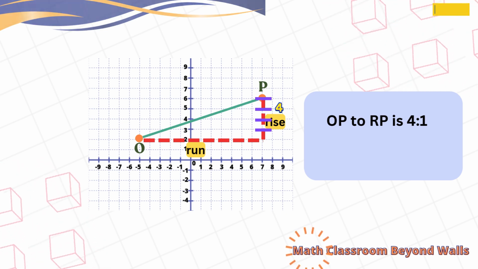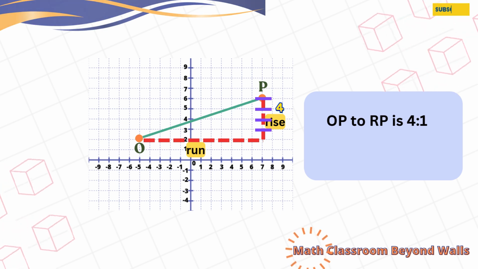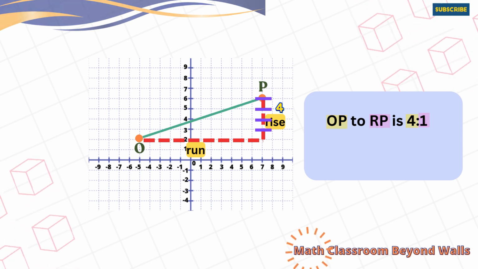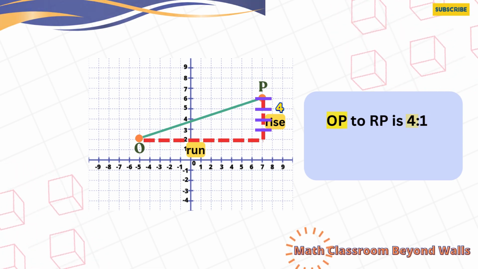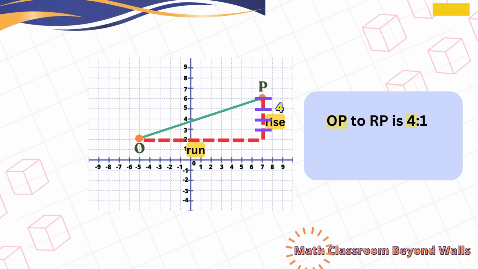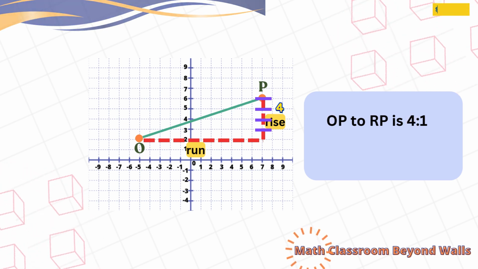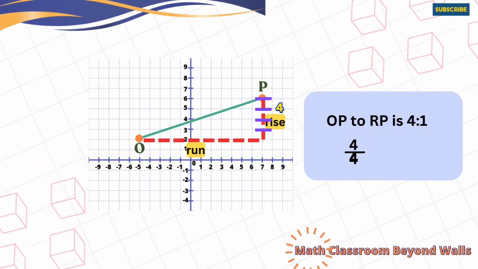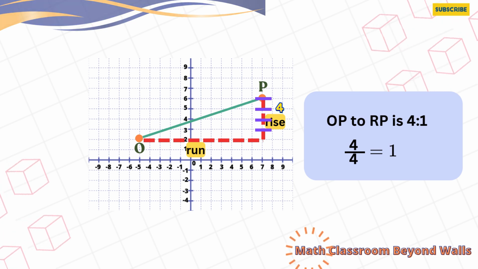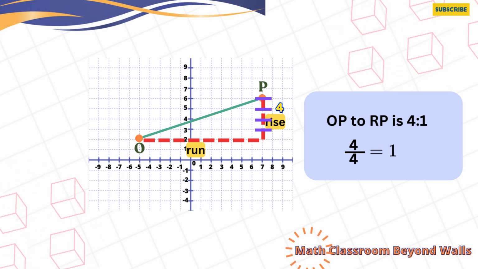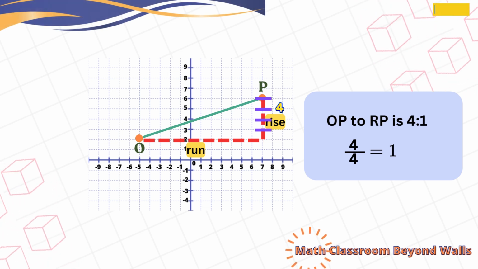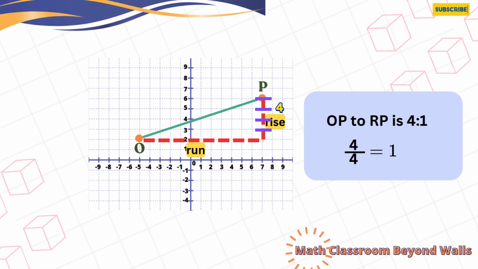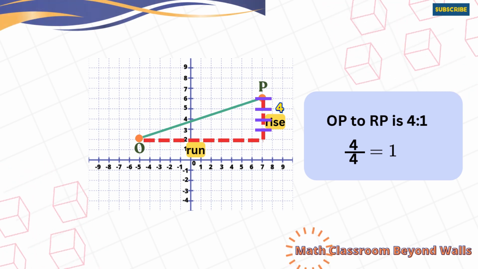There are 4 units. Remember, the given ratio of OP to RP is 4:1. And this tells us that segment OP is divided into 4 parts. Now, there are 4 units along the rise. So we divide this number 4 by 4 parts. And we get 1. This means that 1 unit on the rise is equivalent to 1 part. We will mark these 4 parts on our diagram. Let's go.